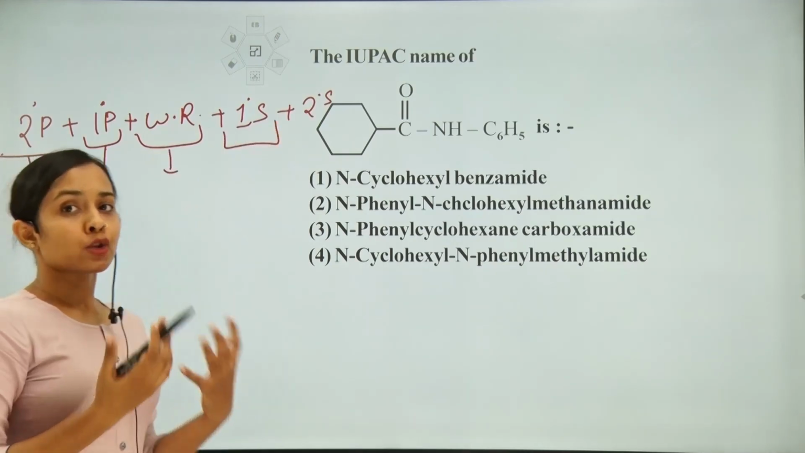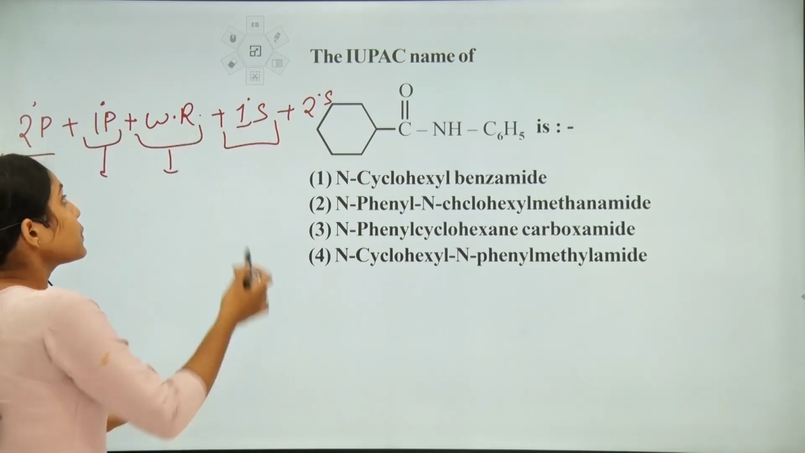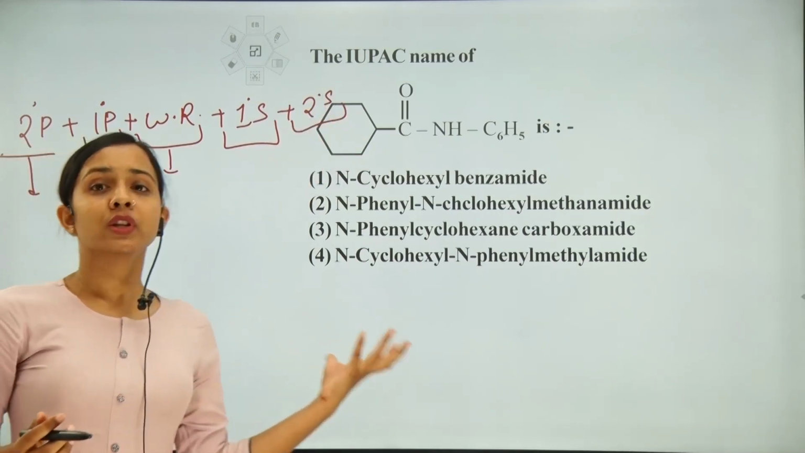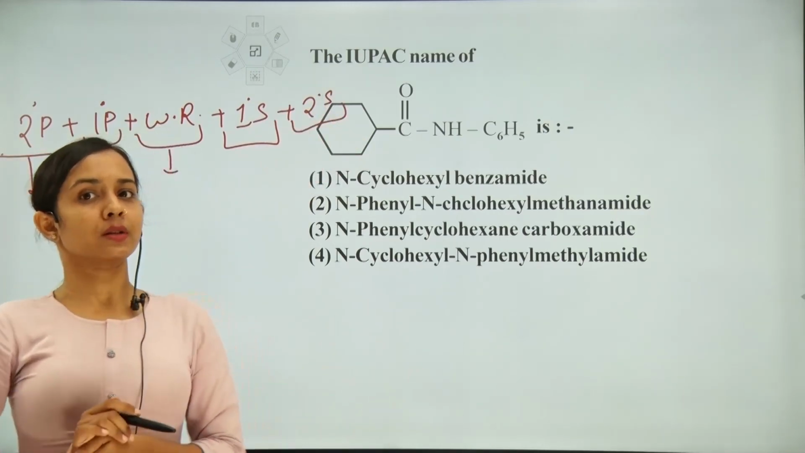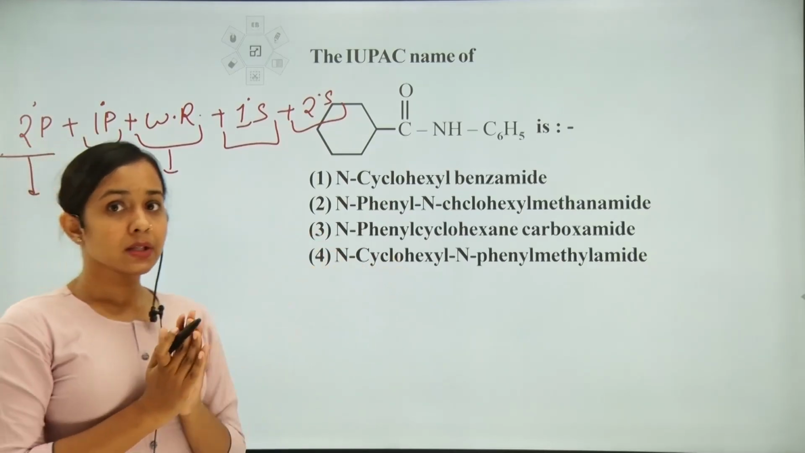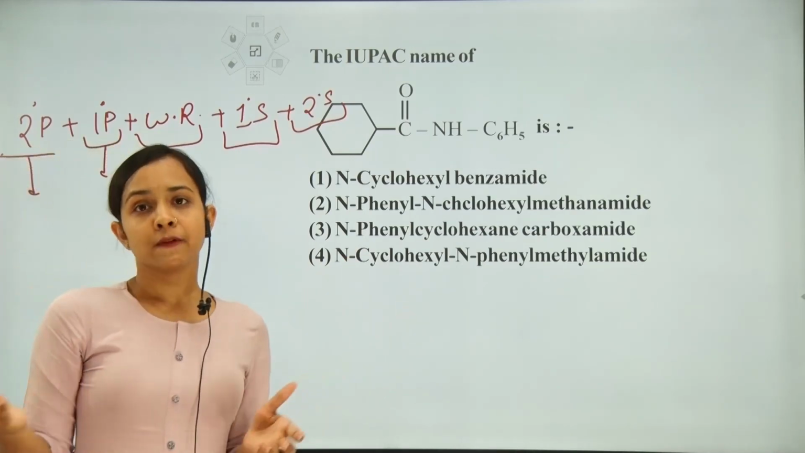Now 1 degree suffix. If the compound is saturated or unsaturated, then an, en, or yne is written with position. The 2 degree suffix is used for the principal functional group with the position. Clear? So this is the format for the IUPAC name. Now we have a compound, right? So first of all, in this compound, we have to determine the principal functional group.